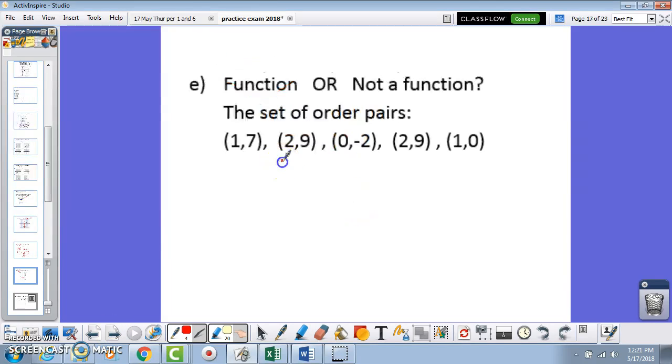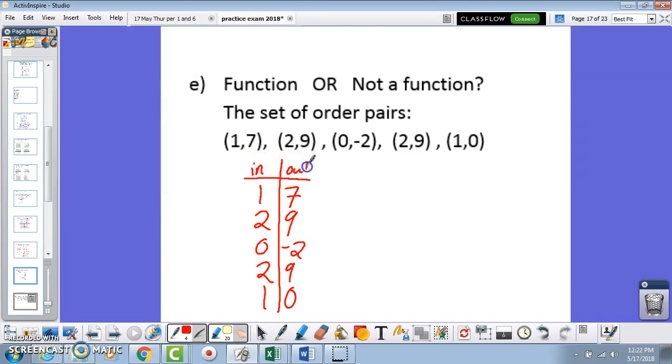Now this last one's a little tricky because it gave you the points as coordinates. So I'm just going to put all of these into a table. 1, 7, 2, 9, 0, -2, 2, 9, 1, 0, and now I'm going to hunt for repeated inputs. Let's see here. So I got a 1 here. Out of a 1 here, output is 7, output is 0.